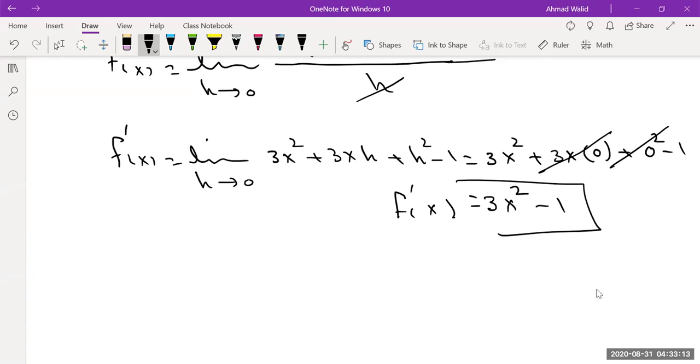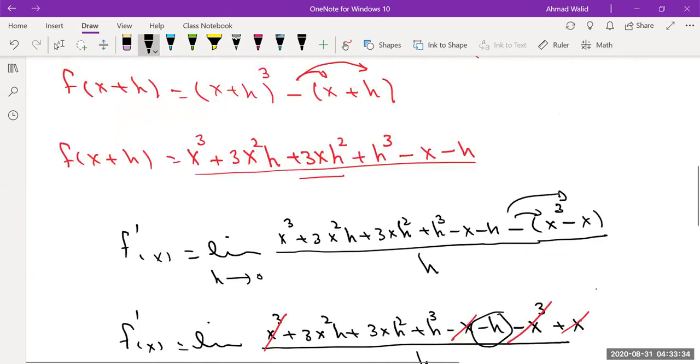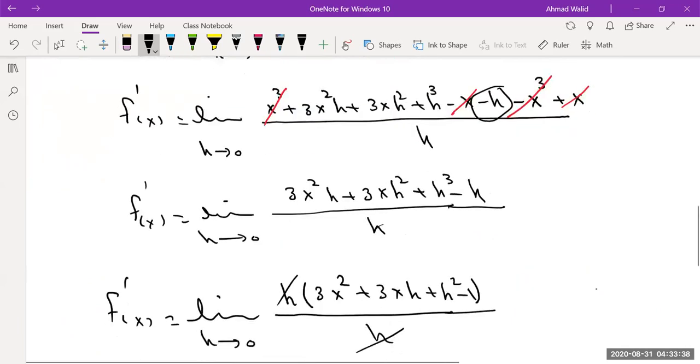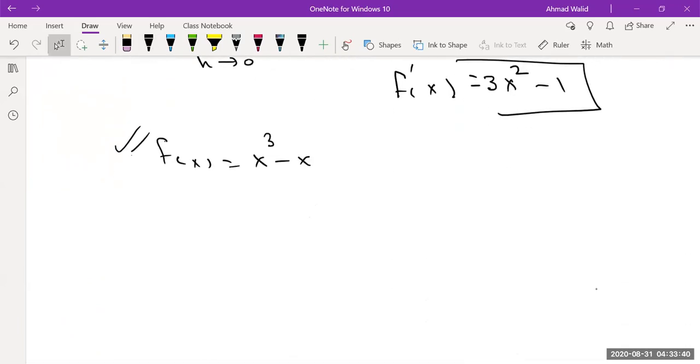Later, I will introduce a formula for you. You have f of x equals x cubed minus x. Bring the exponent to the front, minus 1, and the derivative of x is 1. In one step, you can write the derivative of this function. But now you see how long you did to find the derivative of a function. Next section, you will do it in a minute or in a second, correct?